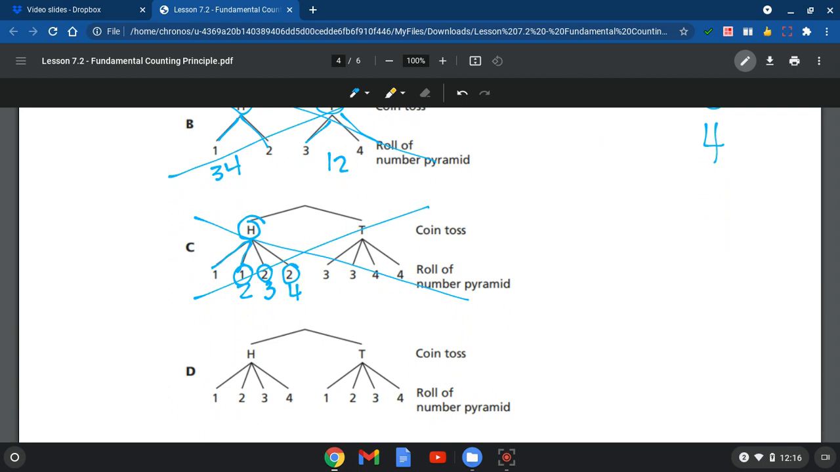Let's see the last choice. In choice D, it shows that you can flip heads or tails, and for each of those flips, you can roll each of the possible numbers on that pyramid.